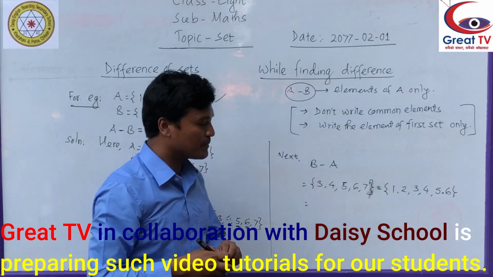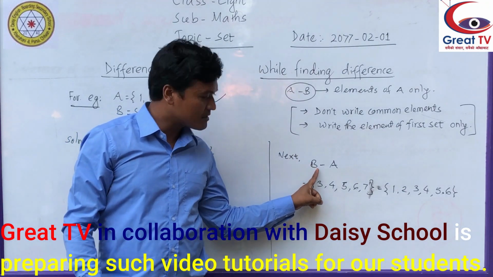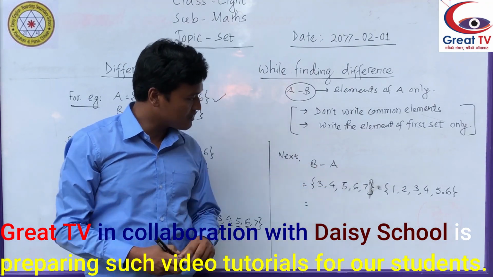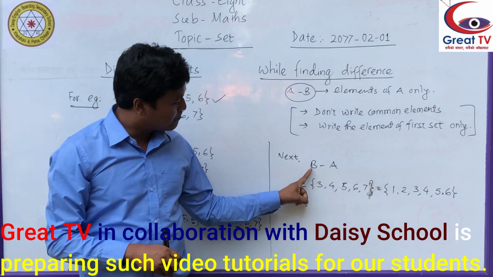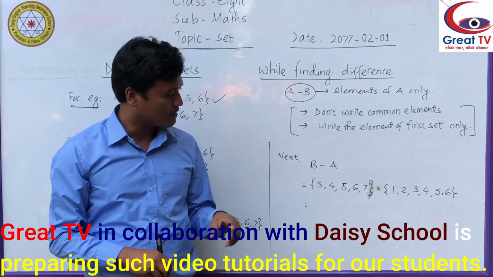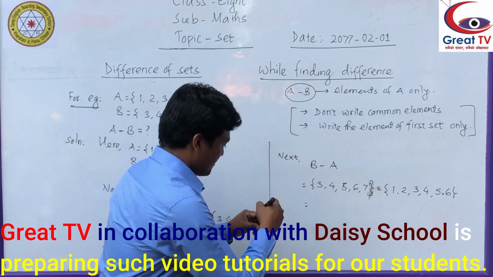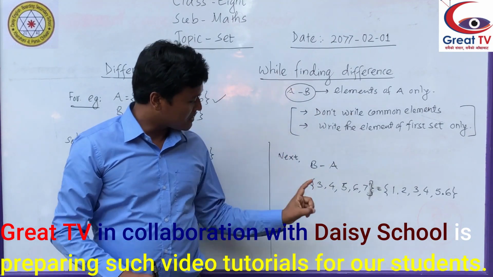Now here, while finding B difference A, consider B as the first set and A as the second set. Again, use the same idea. Don't write common elements. Here we have considered B as the first set.